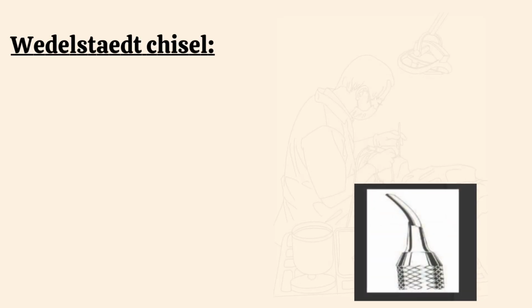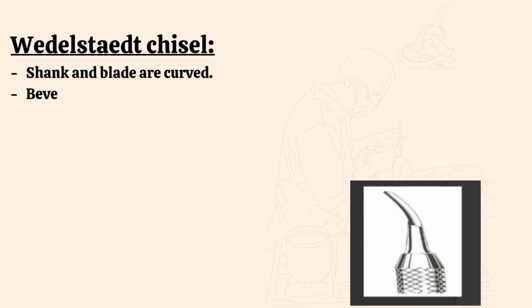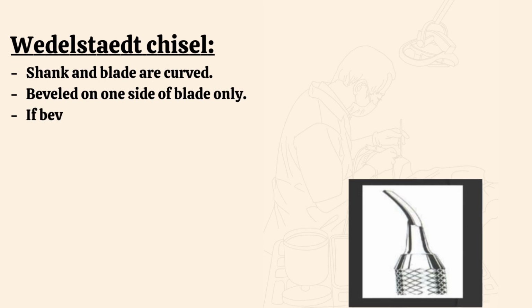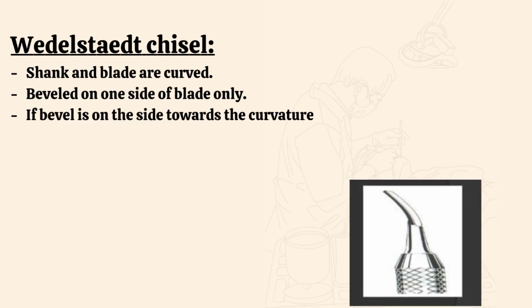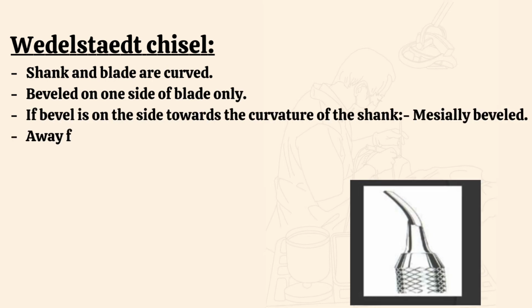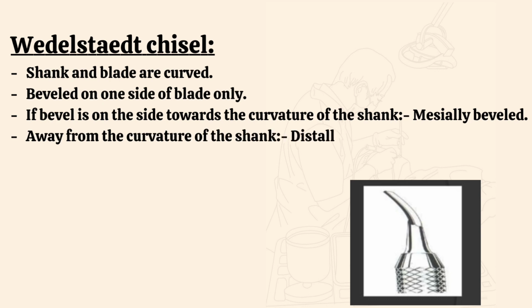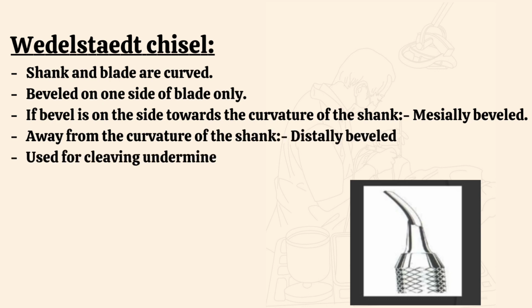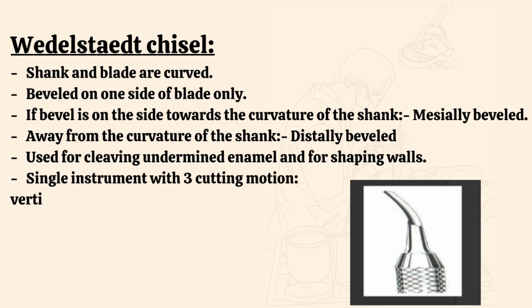Wedelstaedt chisel, shank and blade are curved, beveled on one side of blade only. If bevel is on the side towards the curvature of the shank, mesially beveled; away from the curvature of the shank, distally beveled. Used for cleaving undermined enamel and for shaping walls. Single instrument with 3 cutting motions: vertical, right and left.